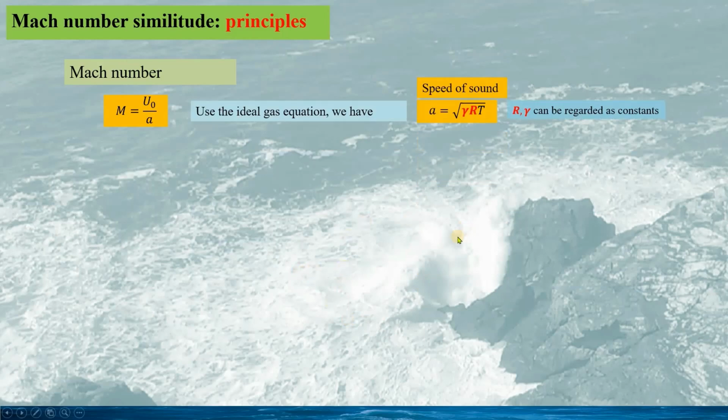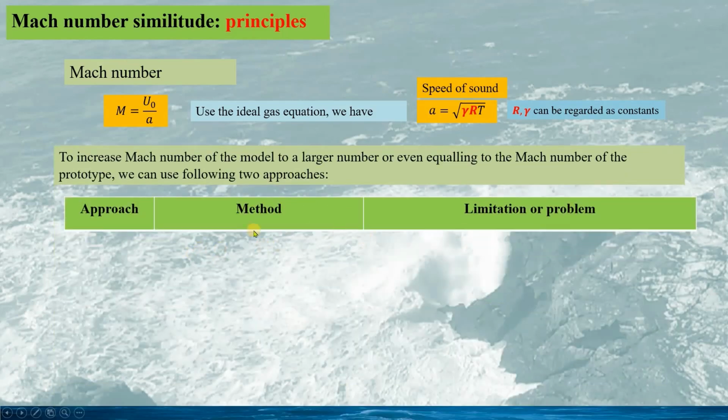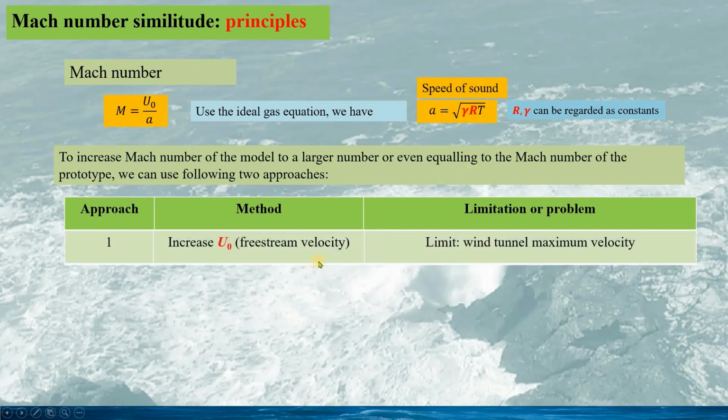For achieving the Mach number, we can use the Mach number definition: the velocity of the free stream V0 divided by the speed of sound. And the speed of sound is given by this formula. Here, R and gamma can be regarded as constants. As such, we can increase the Mach number of the model to a large number, even equaling the Mach number of the prototype.